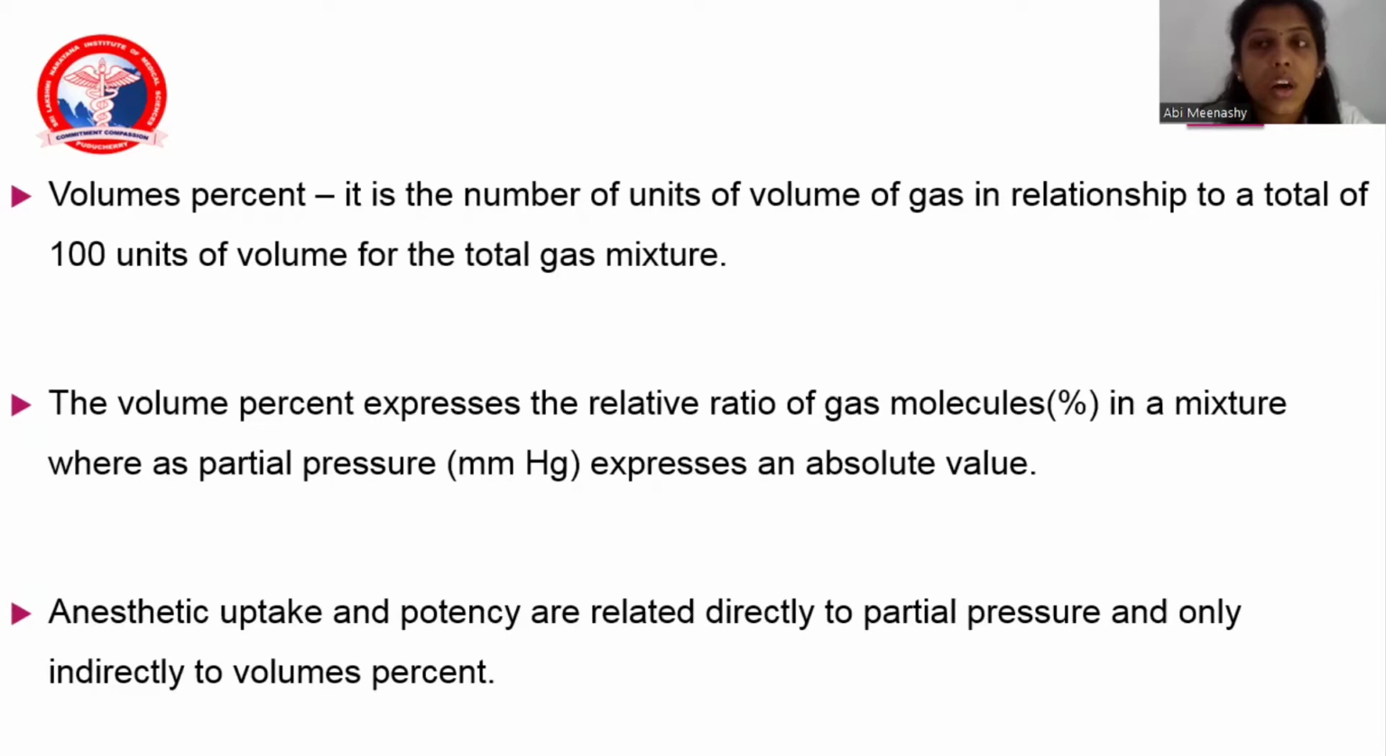Okay. So, how do you say an anesthetic agent is very potent? You have to use it less, and it has to cause a nice effect, that is anesthesia of that patient. That's how you tell about the potency of the agent. So, as it is indirectly related to volumes percent, it means if you use less volume, it might give more potency. So that's how you relate the volumes percent and the potency of that inhalational agent.